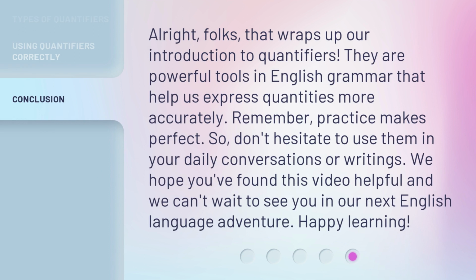Alright, folks, that wraps up our introduction to quantifiers. They are powerful tools in English grammar that help us express quantities more accurately. Remember, practice makes perfect. So, don't hesitate to use them in your daily conversations or writings.